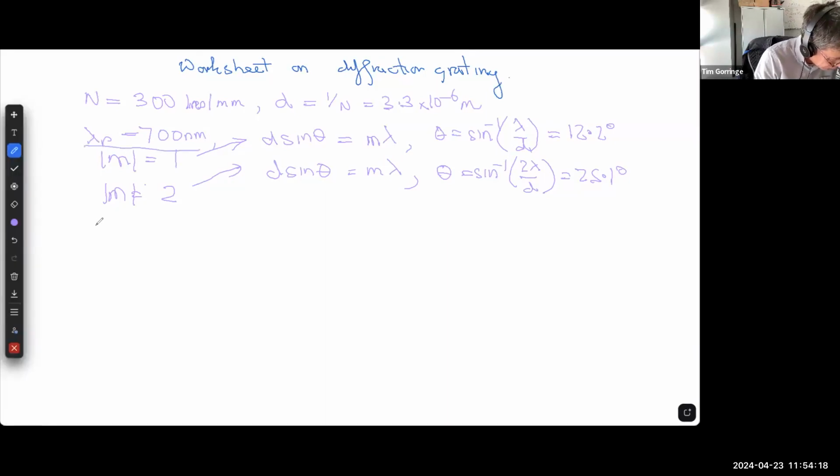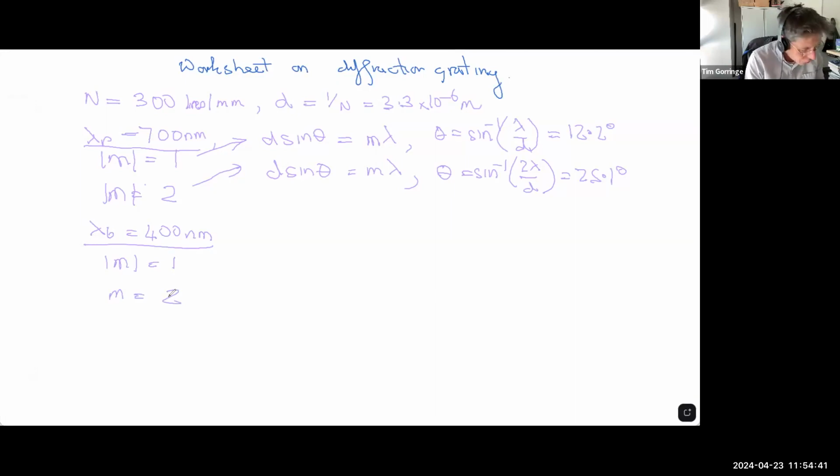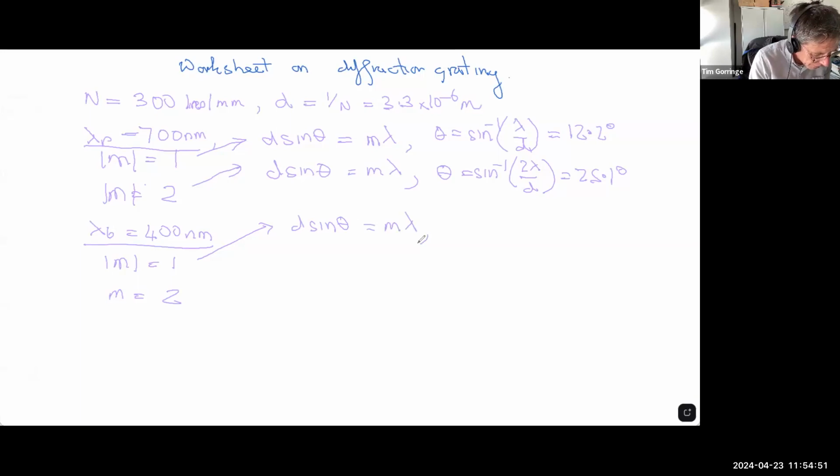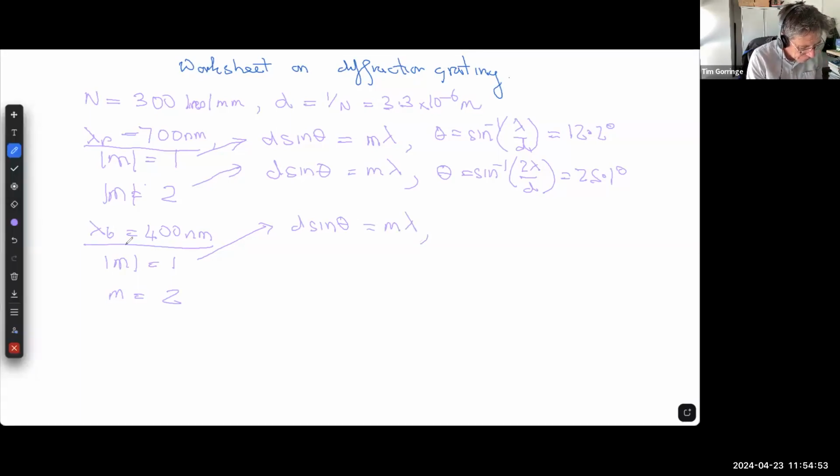Now let's do the same calculation for the blue light. The blue light has a wavelength that's 400 nanometers, or at least we're going to call that blue light. And we want to do the same calculation for m equals plus or minus 1 and m equals plus or minus 2. So, same idea. We're going to use this master equation that d sine theta equals m lambda, but we'll be applying it for the blue light.